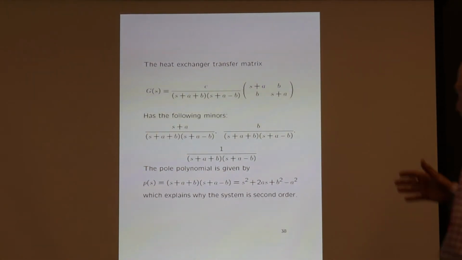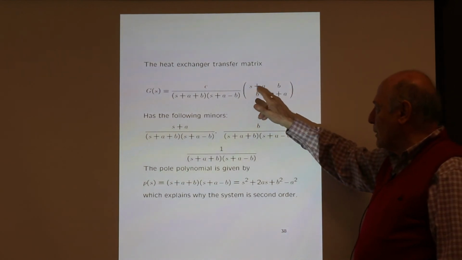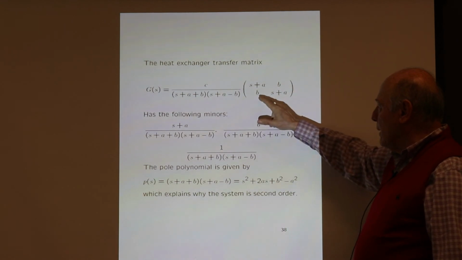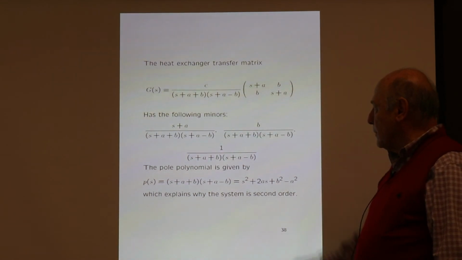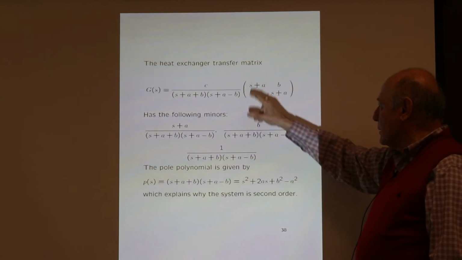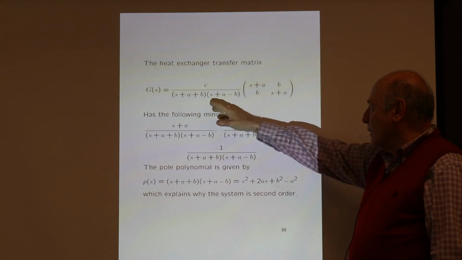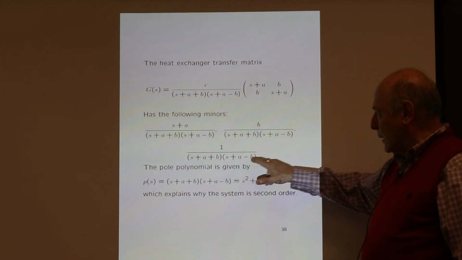In the heat exchanger that we were examining, the minors are very easy to compute. The minor of this is S plus A divided by the other determinant. The minor of B is B divided by the other determinant, and so on. And the determinant is S plus A squared minus B squared divided by that. If you make a factorization, you get this.